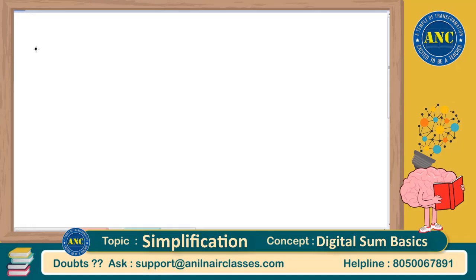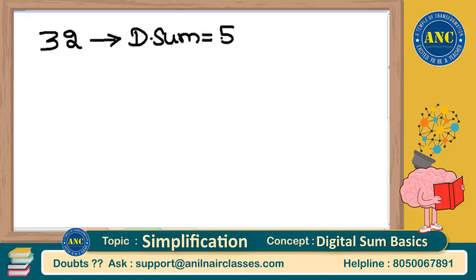Now see here, why is 9 equal to 0? Suppose for example, I take a number 32. What is the digital sum of 32? The digital sum of 32 is 5, right? 3 plus 2 is 5.